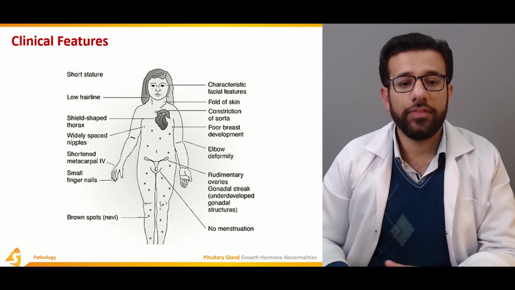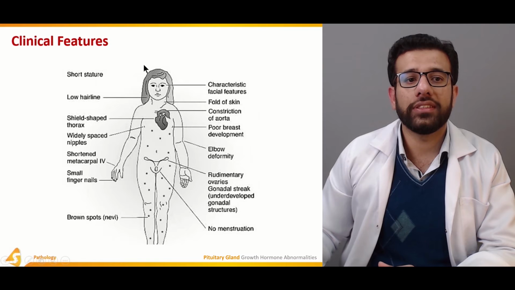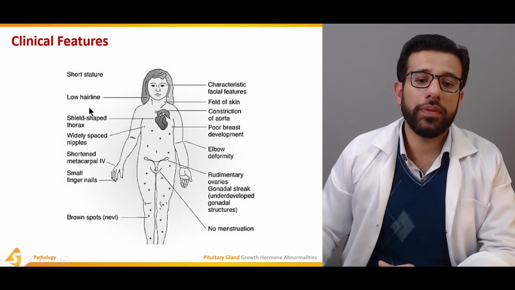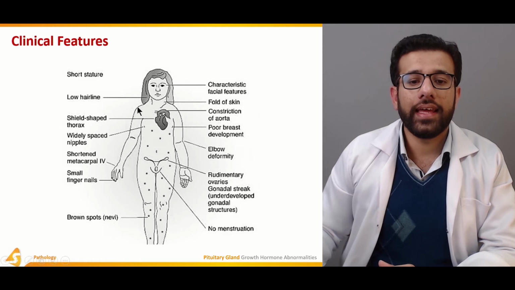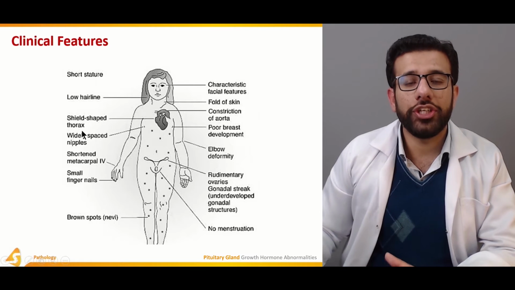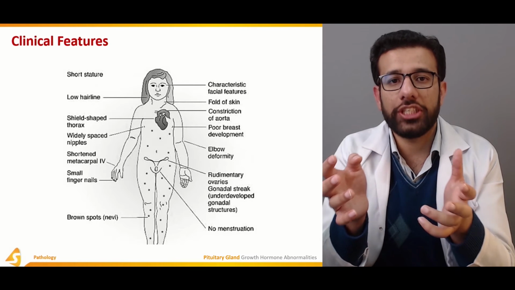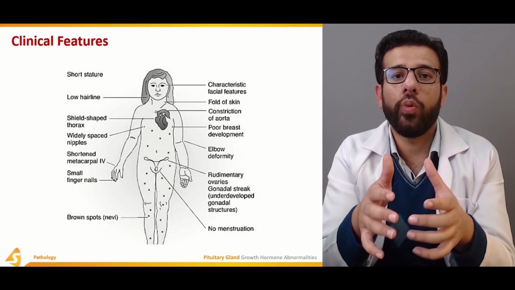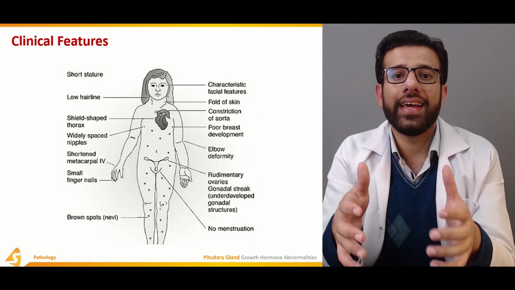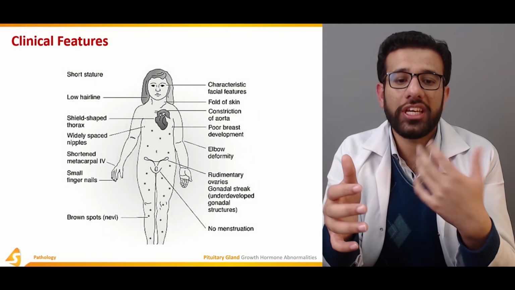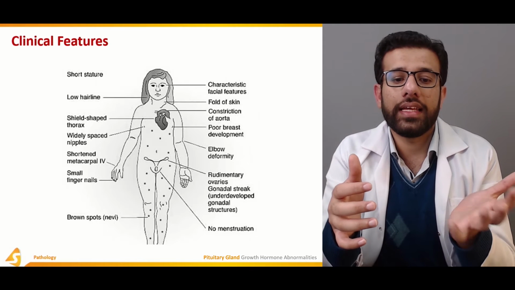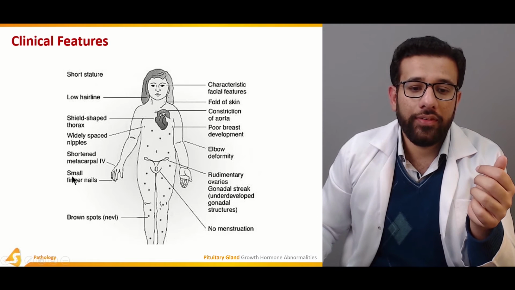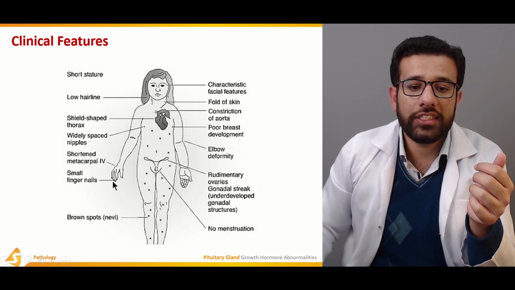Now, the other clinical features, as in this diagram, are all clinical features of short stature. The patient presents with a low hairline. Then there is a characteristic barrel-shaped chest, and the nipples are widely separated. In the heart, there is coarctation of the aorta. Then the metacarpals are shortened. There are small fingernails. You can appreciate this in the picture also.